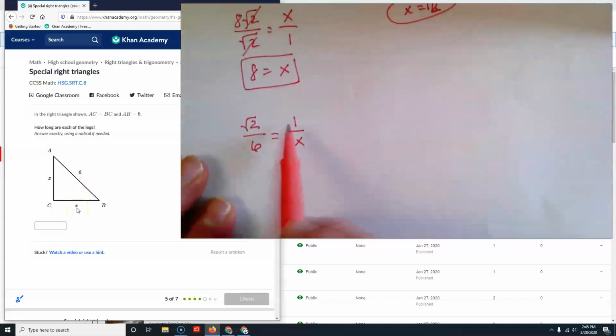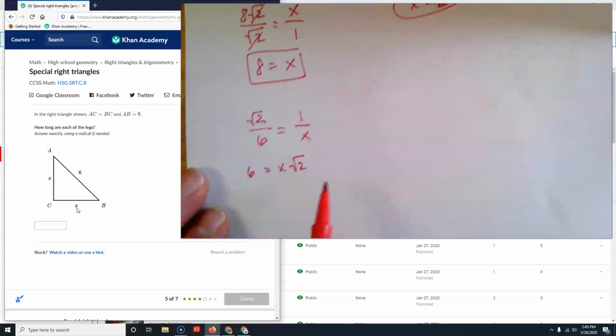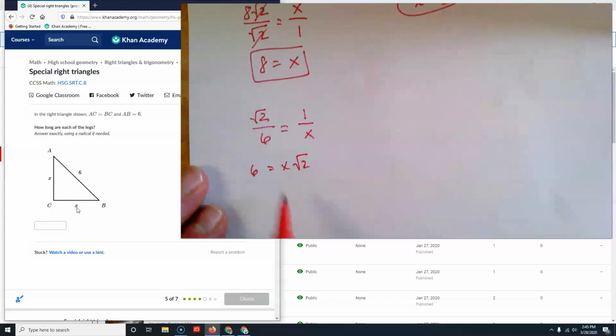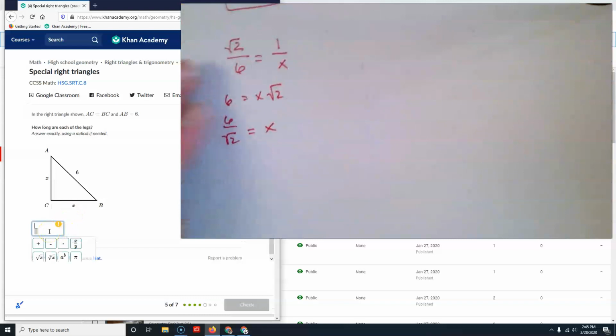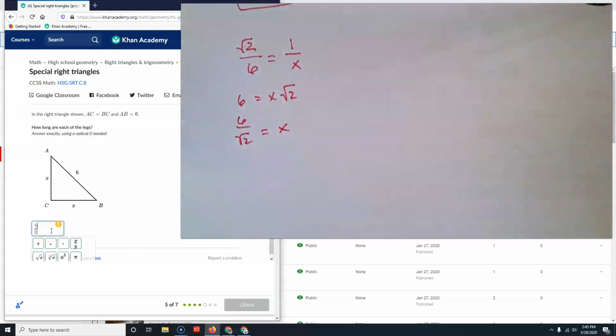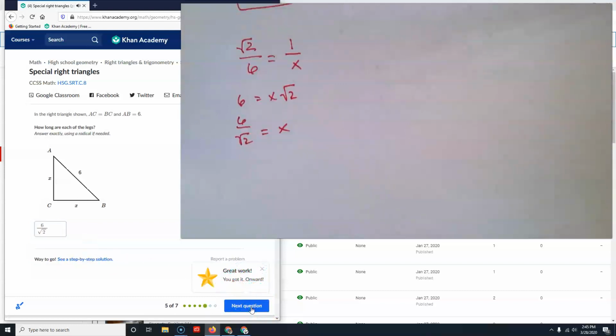So let's see. 6 times 1 is 6. X times square root of 2. We'll divide by square root of 2 on both sides. That's going to give me 6 over square root of 2 equals x. Let's see what Khan Academy does. If I just enter that as 6 over square root of 2. Let's see what it does. 6 over square root 2. Oh, it accepted it. It was technically correct, even if it is kind of bad form.